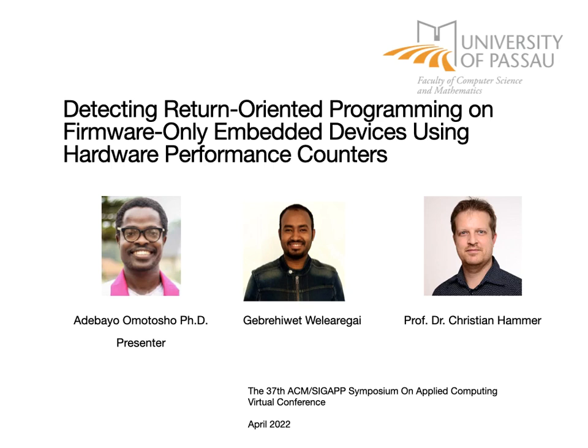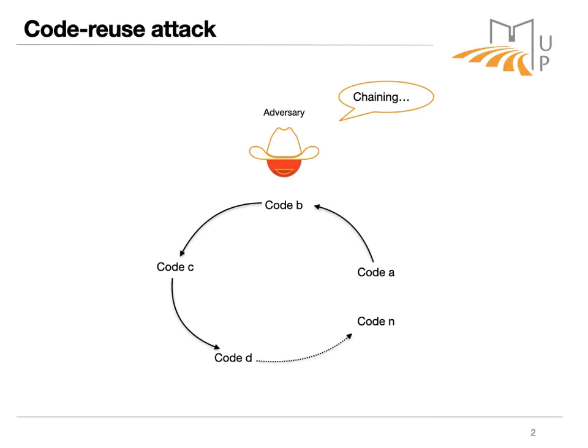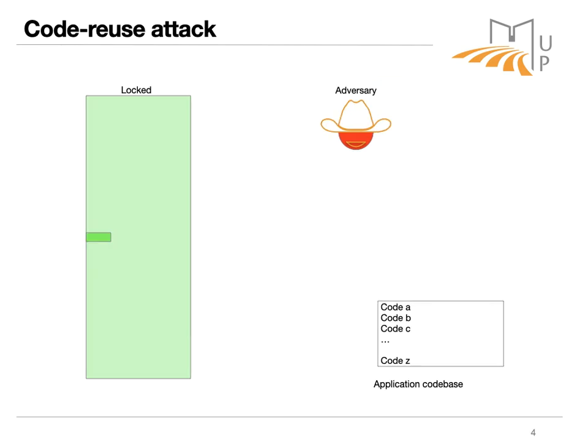Let's begin. Code reuse attack is one of the most dangerous software security exploits, and it describes classes of attacks that work by chaining together small pieces of instructions called gadgets to craft a payload which can then be used to exploit a software vulnerability, which is usually a memory bug. Therefore, instead of injecting a new instruction, newer ones are created from existing instructions in a program code base.